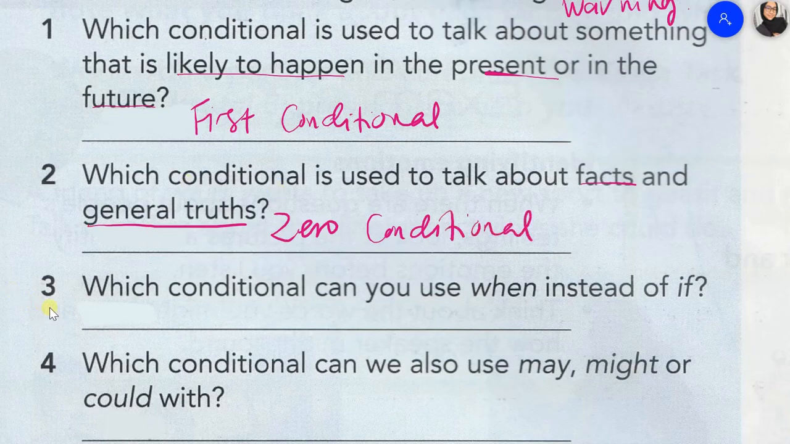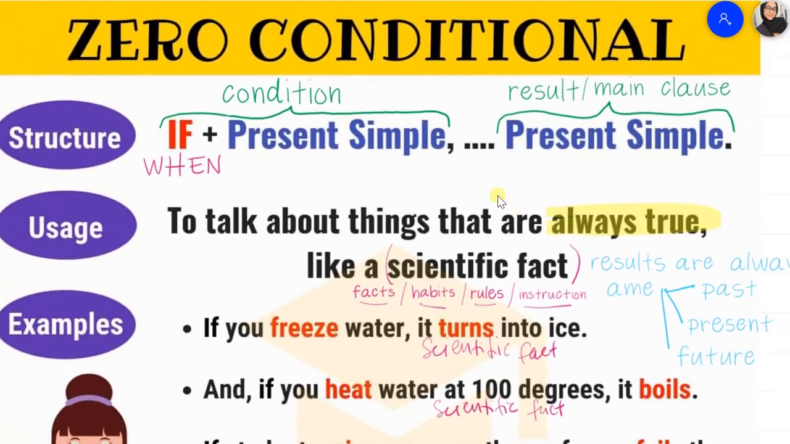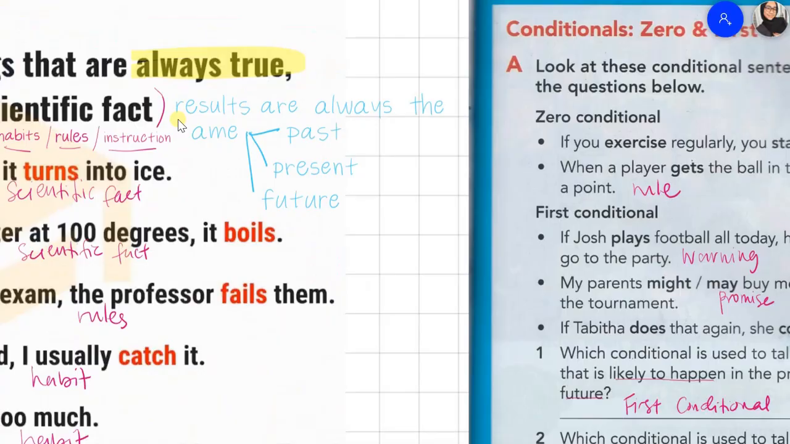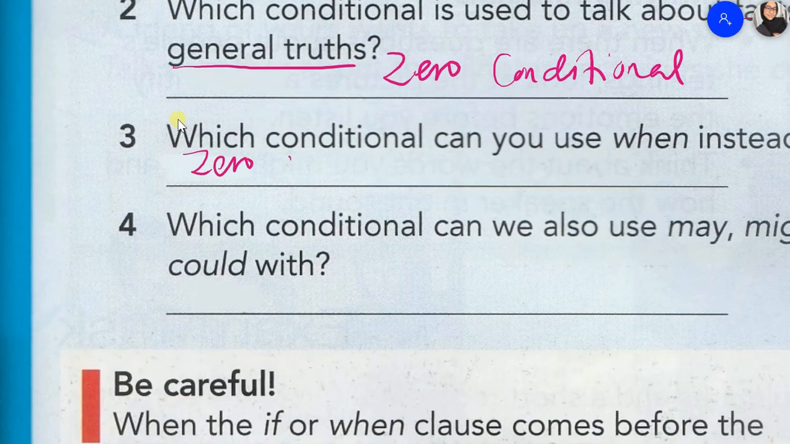The third question, which conditional can you use when instead of if? Do you still remember this? Just in case you don't remember, let's look at this. Yes, it's zero conditional. We can use when instead of if. Zero conditional.